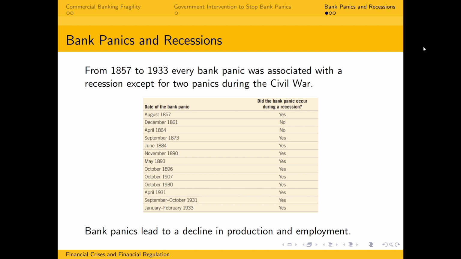And because of the fact that these bank panics have a very strong correlation with recessions, in fact, if you look at the list in front of you of bank runs up until the Great Depression, every single bank run is associated with a recession, except for two that existed during the Civil War, which obviously was a slightly different circumstance. That means that there's a very tight relationship between bank runs and bank panics and recessions, which means that it's of the utmost interest of the US government to try and prevent bank panics from occurring.